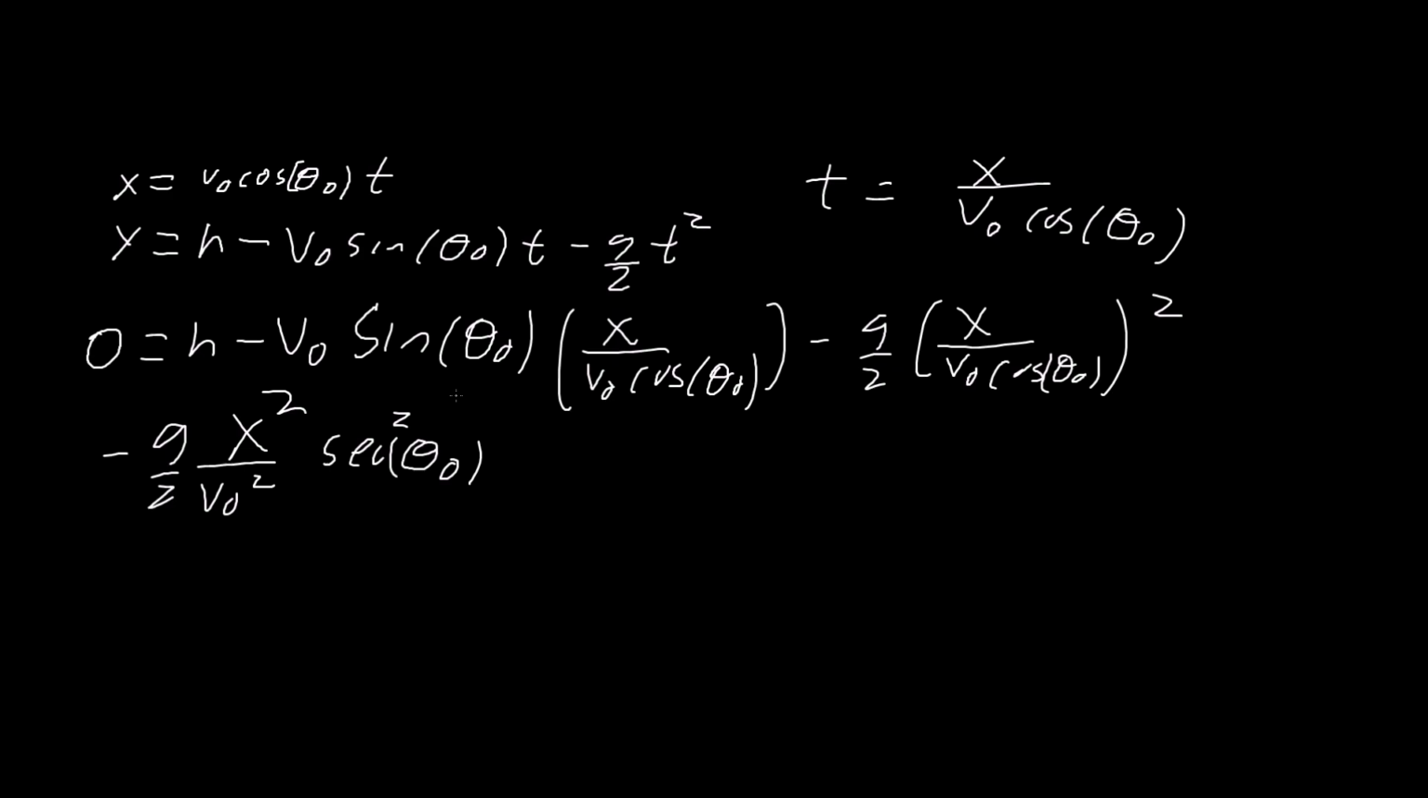Oh wait, we are given the initial velocity. Oh my God, my brain is having a short-term memory lapse at the moment. But that's all right. So this is going to be minus that, minus tangent of theta naught times x, and that's going to be plus h, and that's going to equal 0.